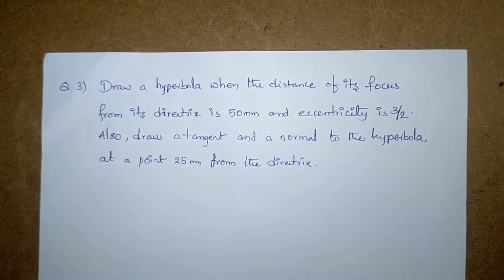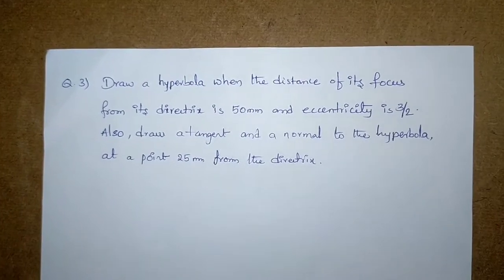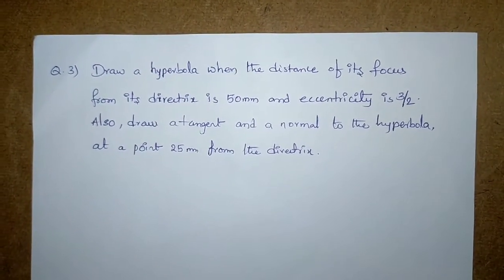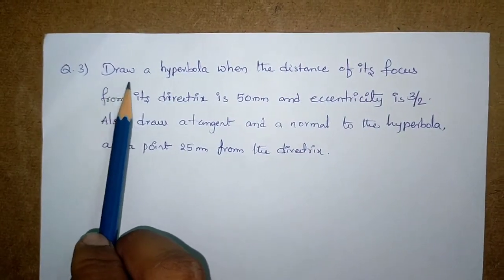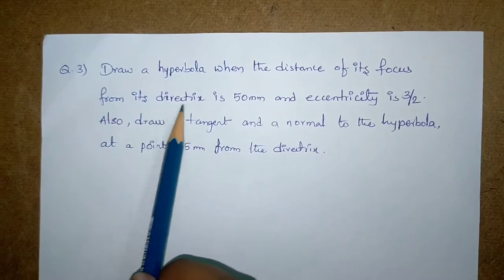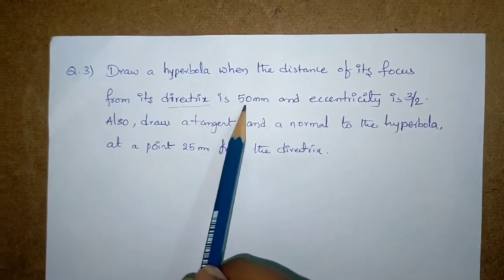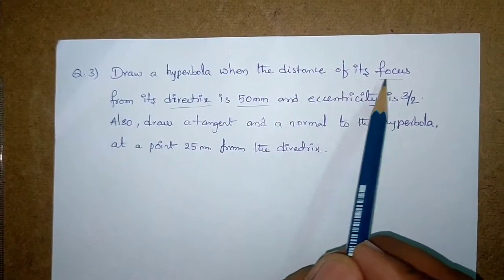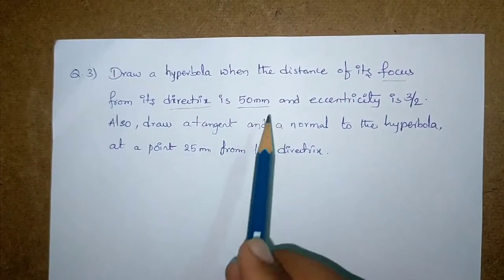In this video, we are discussing how to construct a hyperbola, using the general method or eccentricity method. The question is: draw a hyperbola when the distance of its focus from its directrix is 50 mm.